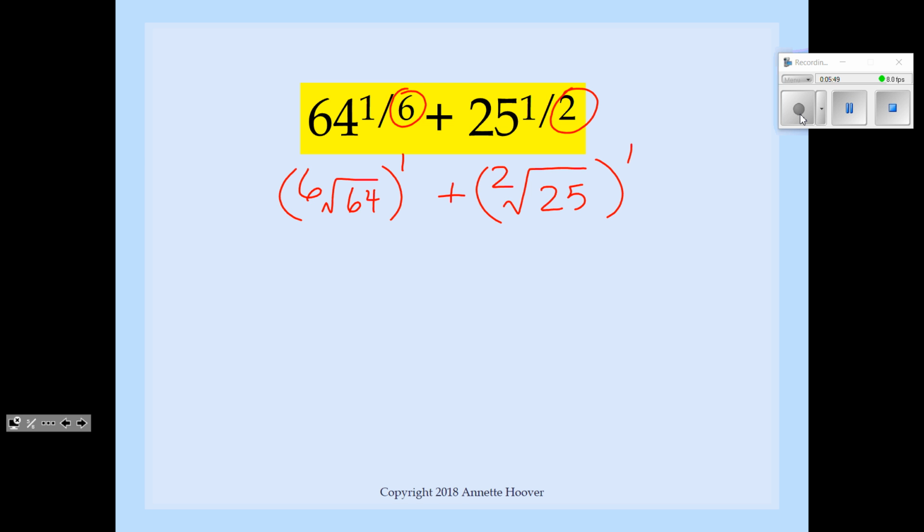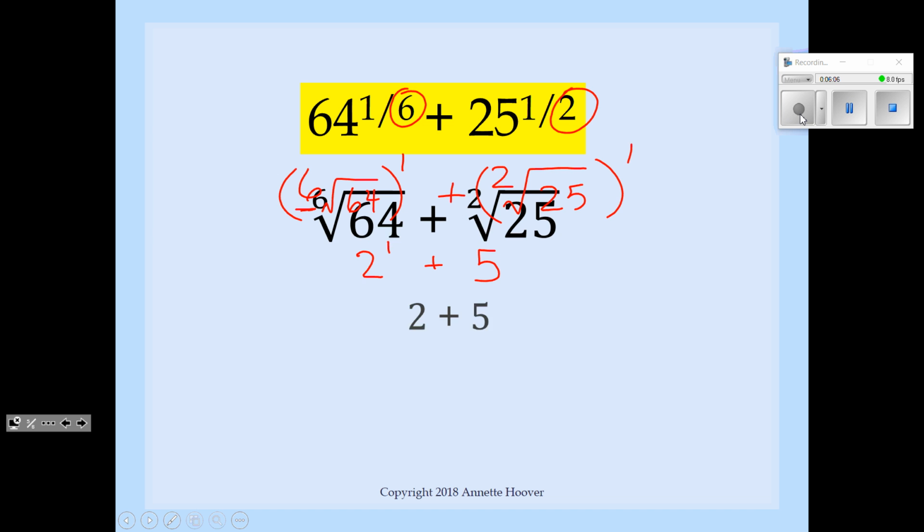Now, if we ask ourselves what number multiplies times itself 6 times to get 64, that would be 2. So we have 2 raised to the 1st power. What is the square root of 25? 5 raised to the 1st power is 5. So we just have 2 plus 5 equals 7.